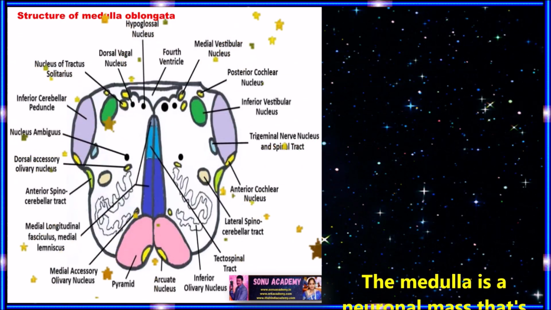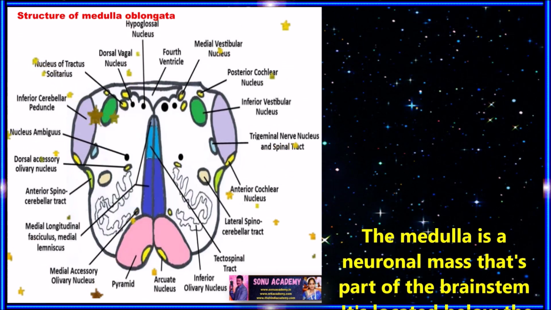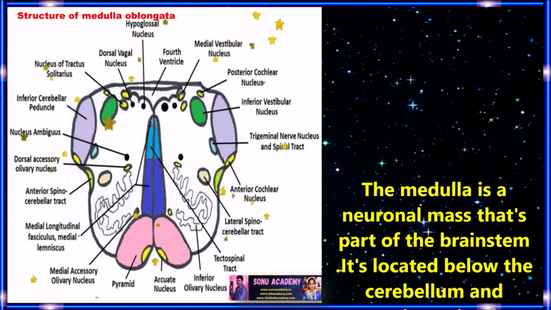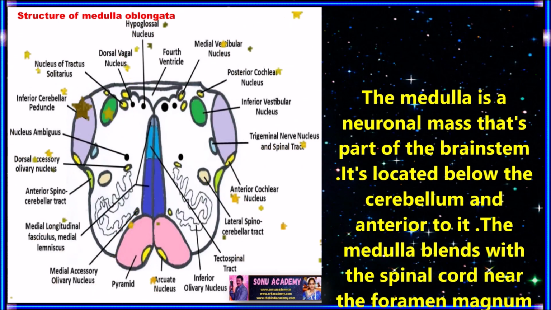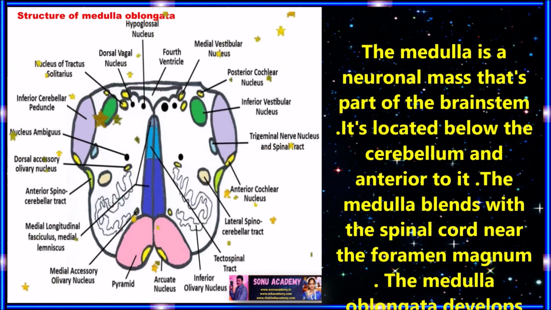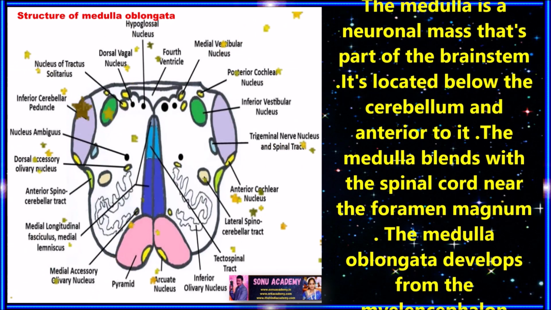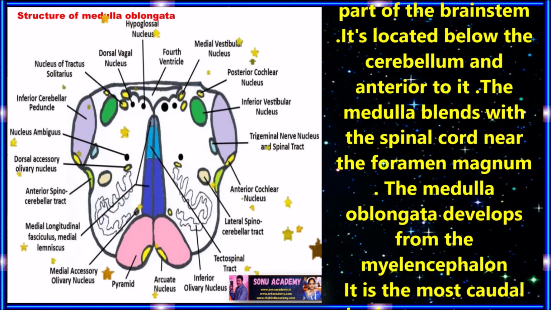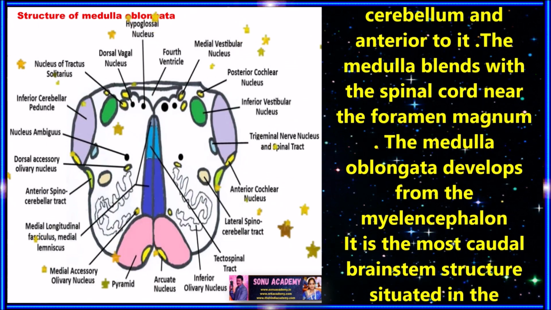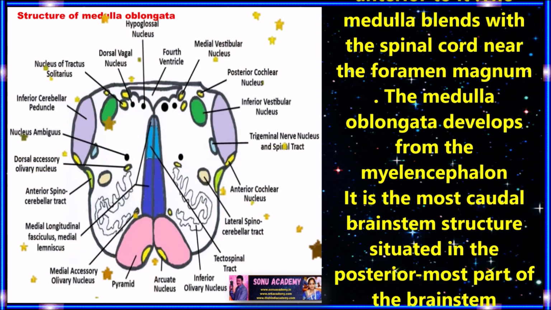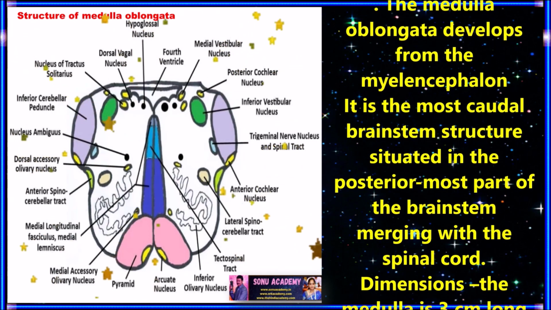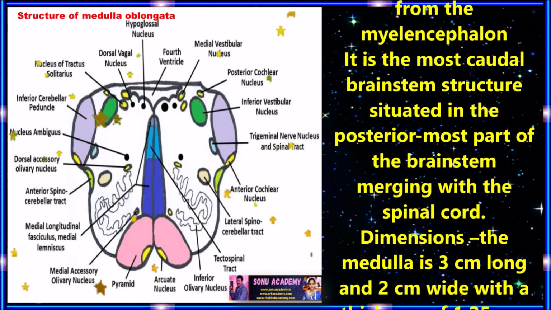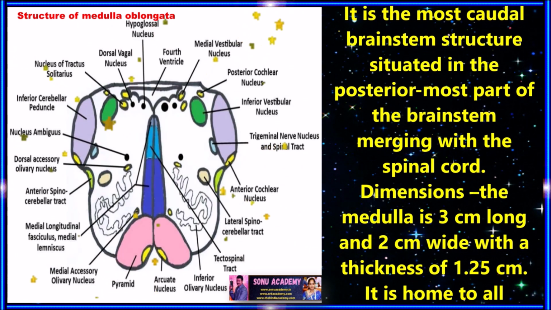Children, now let us discuss the structure of medulla oblongata. The medulla is a neuronal mass that is part of the brainstem. It is located below the pons and anterior to the cerebellum. The medulla blends with the spinal cord near the foramen magnum. The medulla oblongata develops from the myelencephalon, and it is the most caudal brainstem structure, situated in the posterior-most part of the brainstem, merging with the spinal cord.